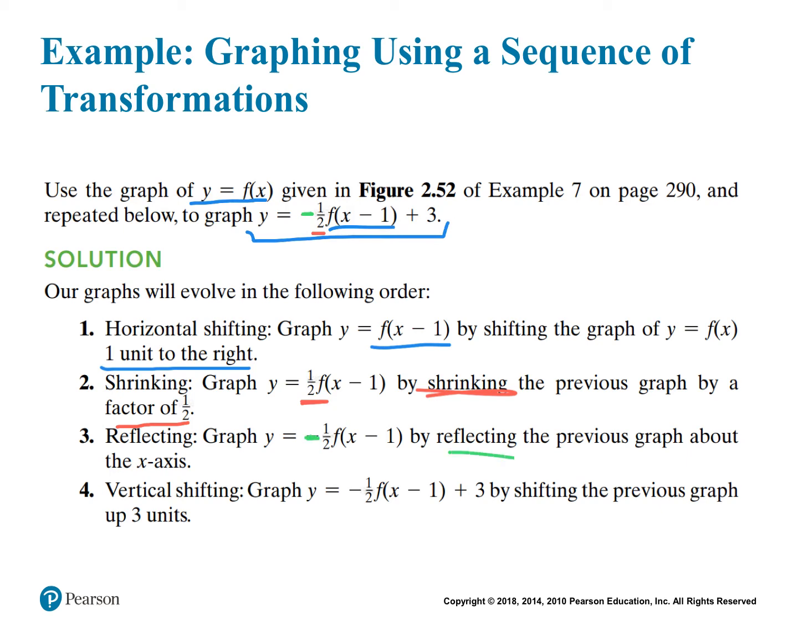So you're going to reflect it over the x-axis. If the negative is out front, it flips upside down. And then that plus 3 on the outside makes it go up 3. So we're going to look at some pictures here of what's happening on the next slide.